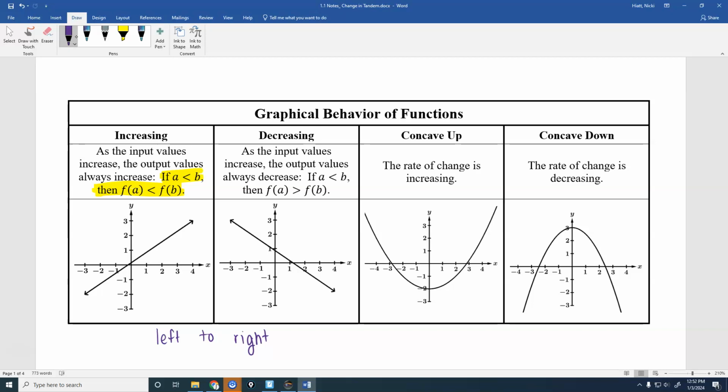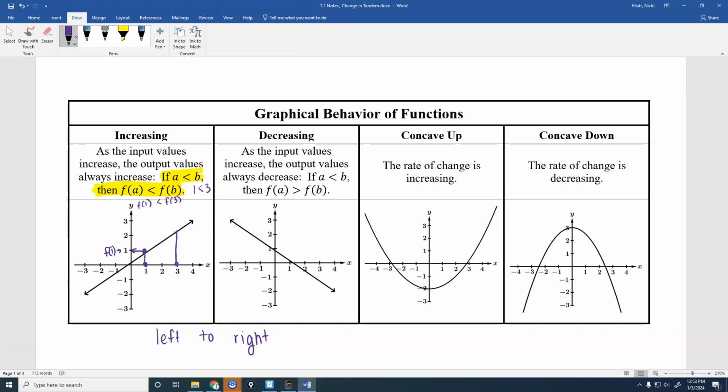So A and B could be any two numbers. I could pick any two numbers. Let's pick 1 and 3 right here, right? It is true that 1 is less than 3. So what that means, if this is increasing, f of 1 should be less than f of 3. So 1 is right here. It's clearly less than 3. That's easy to see. And to find f of 1, I would go right here. It would be this point right here, and it'd be the y coordinate that goes with it. So f of 1 would be here about 1.